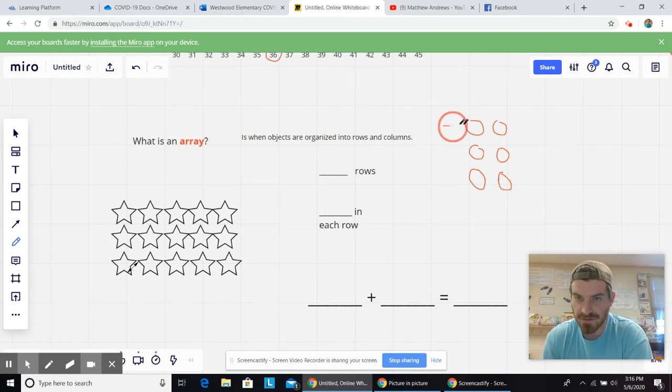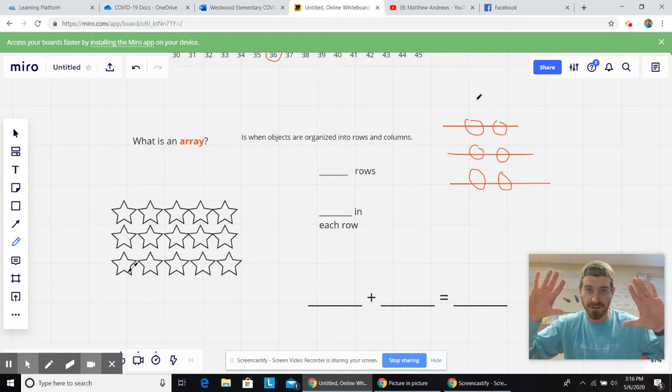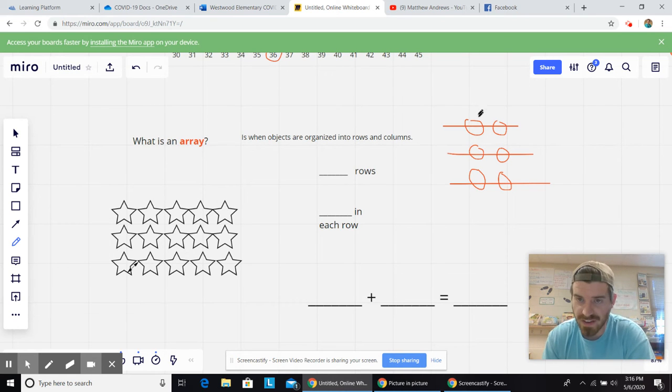I have 3 rows. Rows go horizontal, side to side. 1, 2, 3. 2 columns. Columns go vertically. Think about the columns at the front of a fancy building. Like if you are on University Boulevard heading towards downtown in Tuscaloosa, there's that big old courthouse there. They have these huge stone columns right there. They go up and down. They're vertical. 1, 2. And so to be able to do that, you'd have to have 6 objects right there. So it would be the same thing as 2 times 3.